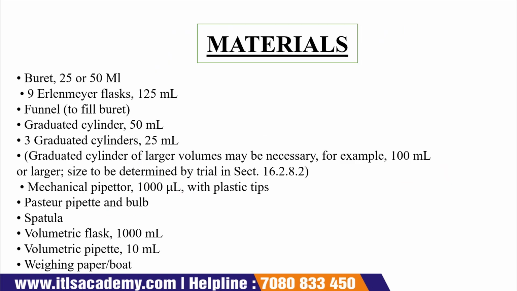Now the next one is the materials required for this experiment. We require a burette of 25 or 50 ml, 3 flasks of 125 ml, a funnel to fill the burette, a graduated cylinder of 50 ml, 3 graduated cylinders of 25 ml. A graduated cylinder of larger volume may be necessary, for example 100 ml or larger, size to be determined by trial in section 16.2.8.2. We also require a mechanical pipetter of 1000 microliter with plastic tips.